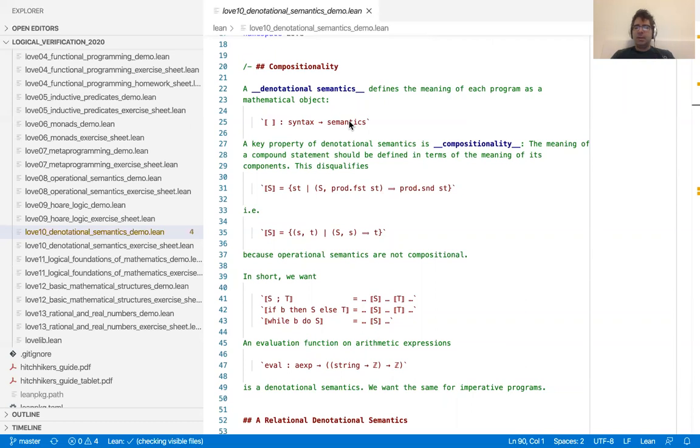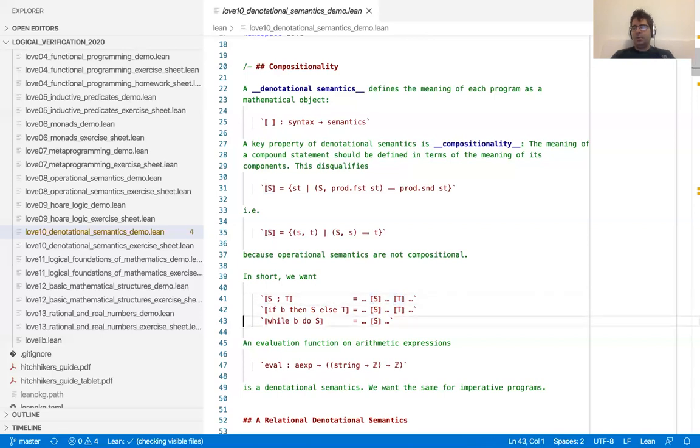compositionality. We want the meaning of a compound statement to be defined in terms of the meaning of its components, right? So if you have an if-then-else and it has two branches, you want the meaning of the if-then-else to be defined in terms of the meaning of the then branch and the meaning of the else branch. So this is what we show here. And same thing, sequential composition. We want, on the right-hand side, to talk about the meanings.